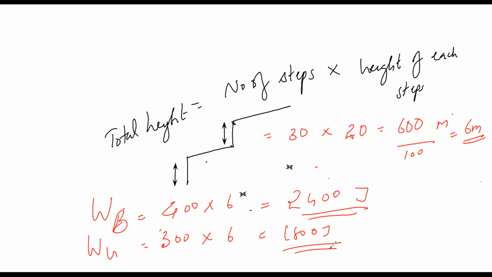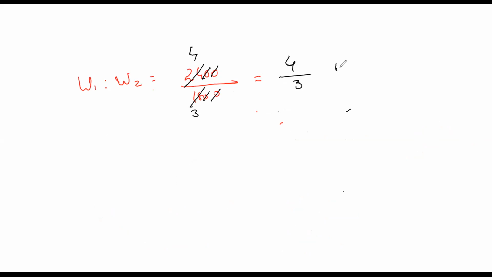Fine. They're telling us to compare this. Then what do you do? We just do W1 is to W2. W1 is to W2. So just 2400 by 1800. Cut these two zeros, all you cut off. 6 4s are 24, 6 3s are 18. So 4 is to 3. 4 by 3, or 4 is to 3.